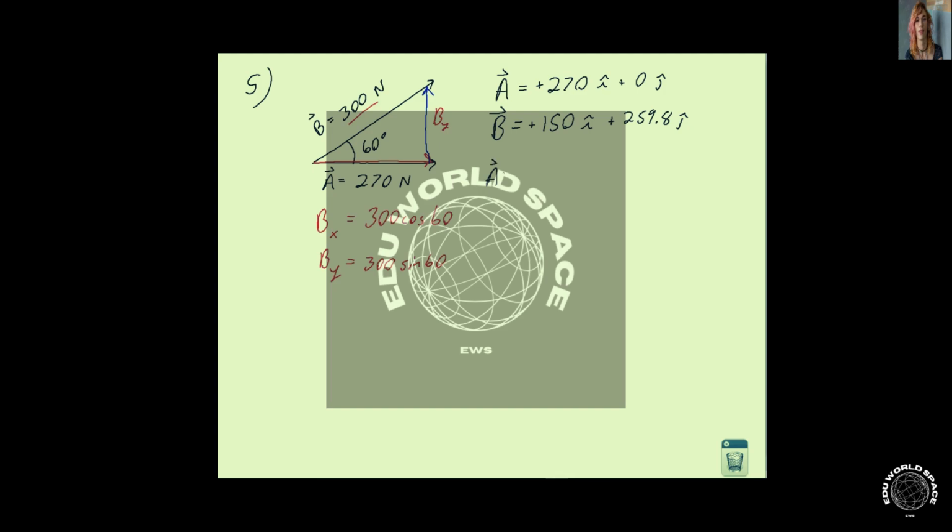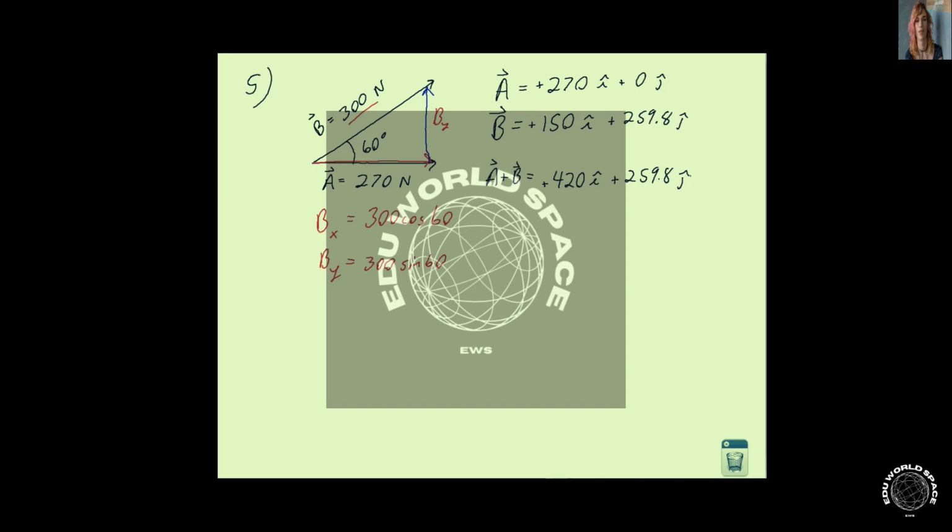So the vector form of A plus B, adding those two things together, 270 plus 150 ends up with 420 in the positive I direction, and our Y component is just the same, 259.8, because we're just adding that to 0. So there is A plus B, the resultant, in vector notation or component notation.